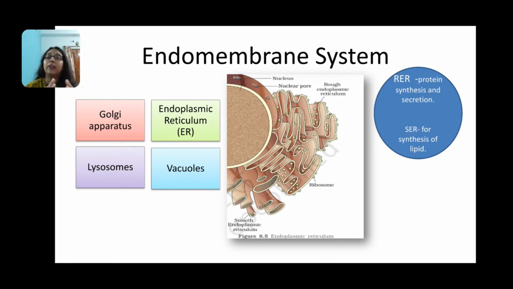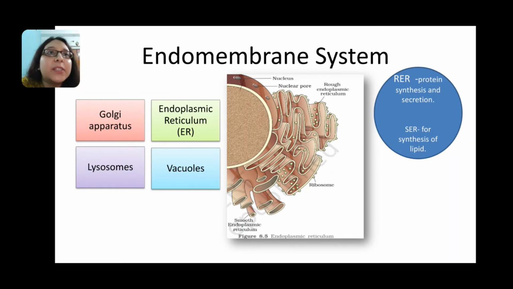Okay, the endomembrane system. This is a very important part of any eukaryotic cell. The endomembrane system consists of four parts, that is the Golgi apparatus, the endoplasmic reticulum, the lysosomes and the vacuoles. These four together constitute the endomembrane system. First, we will read about the endoplasmic reticulum.